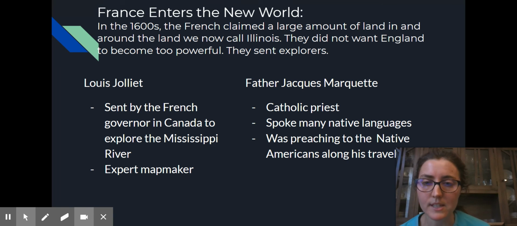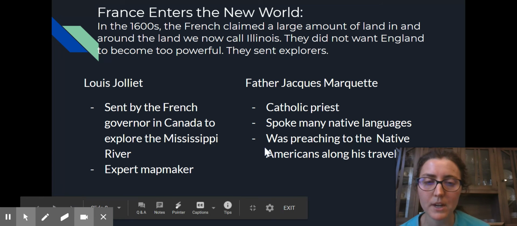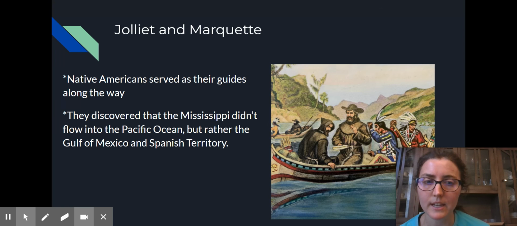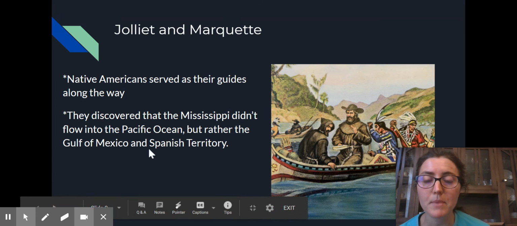And as I was doing this, I noticed that there was too much information to fit on one slide about how Joliet and Marquette interacted with the Native Americans. So I made one more slide, still on the topic of Joliet and Marquette, but here it's really zooming in on their relationship with Native Americans. Native Americans served as their guides along the way. They discovered that the Mississippi didn't flow into the Pacific Ocean, but rather the Gulf of Mexico and Spanish territory. That wrapped up everything. And I put a picture here.